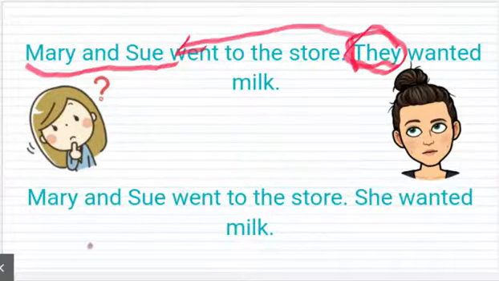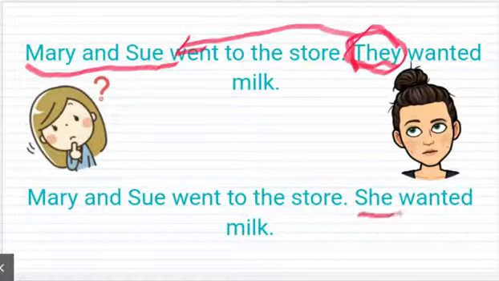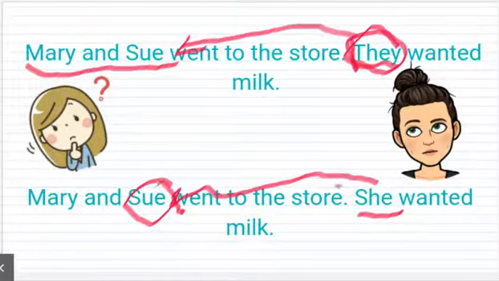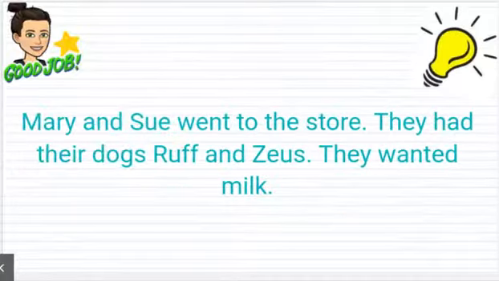Let's look at this one. Mary and Sue went to the store. She wanted milk. In this case, our pronoun is she. And if you look back, the last noun that could be referred to as a she is Sue. So we know in this case, Sue wanted the milk. Let's go to the next one.